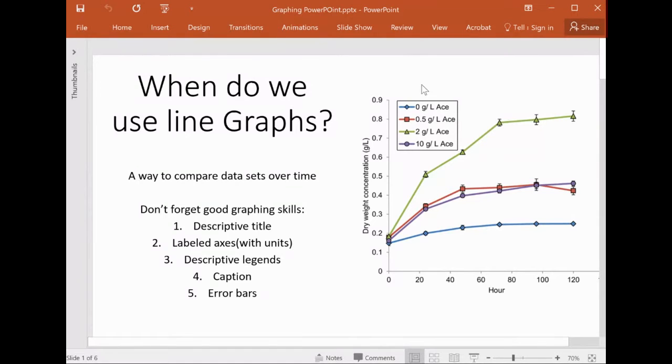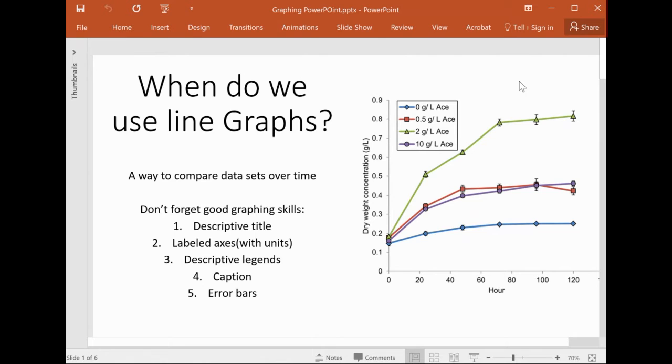Okay. This one doesn't have a good title, but make sure your titles are descriptive. So kind of like effects of essential oils on E. coli growth, or effects of differing nitrogen concentrations on porphyridium, something like that, right? And then, of course, you're going to have to put your caption.